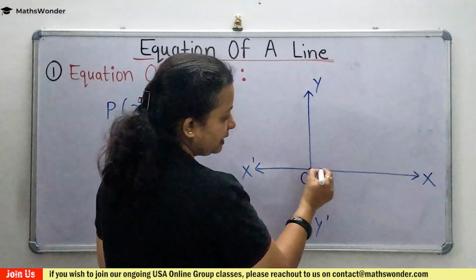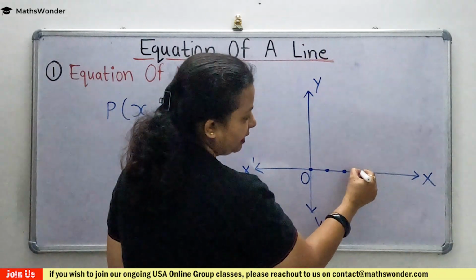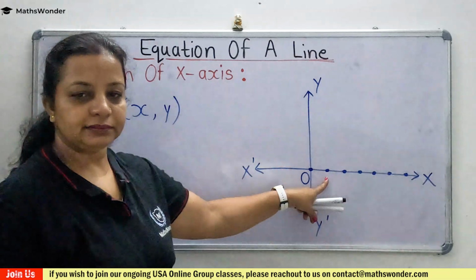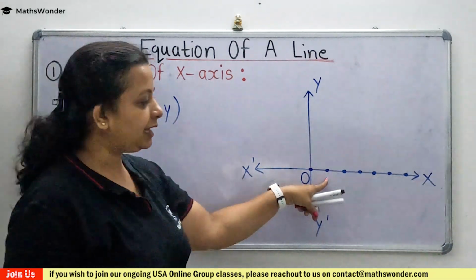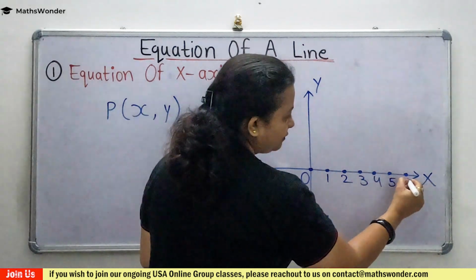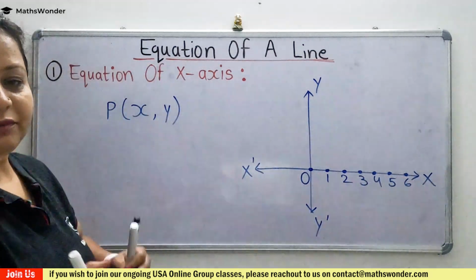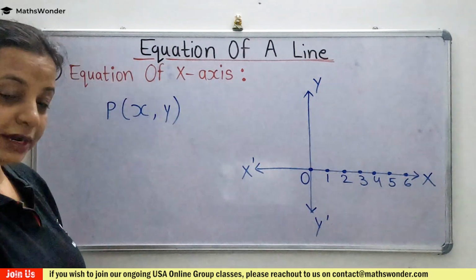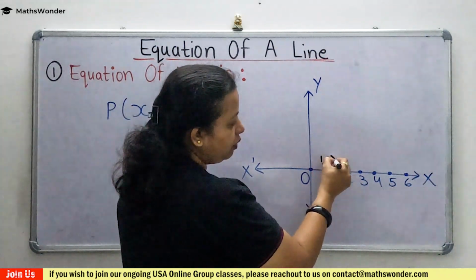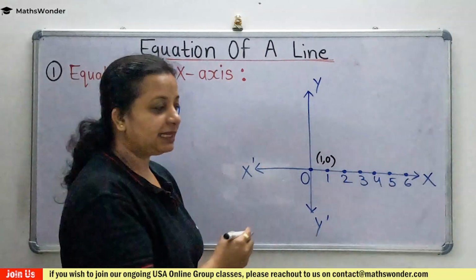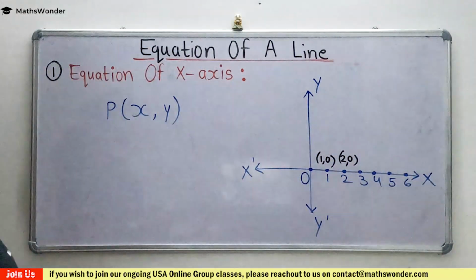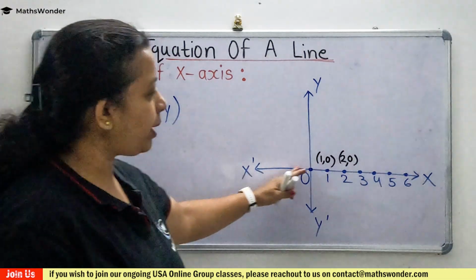See, what is y here? Tell me, what is y here? This is 1, this is 2, this is 3, 4, 5, 6, right? But if we write it in coordinate form, how will you write it? 1 comma 0, isn't it? Yes. 2 comma 0. And how will you write the other points?